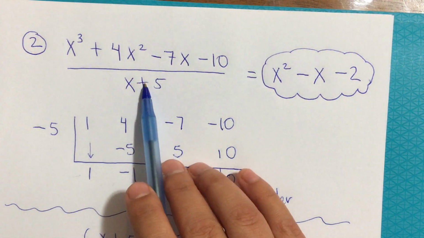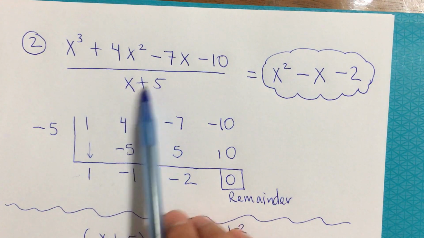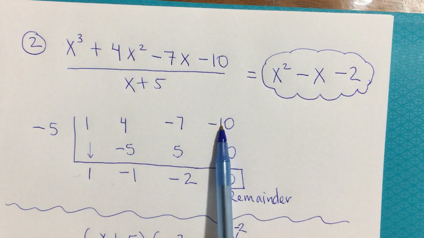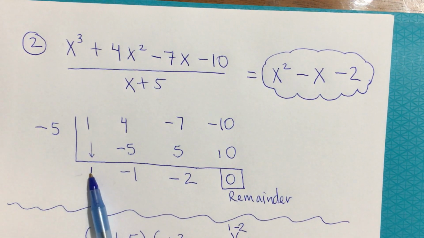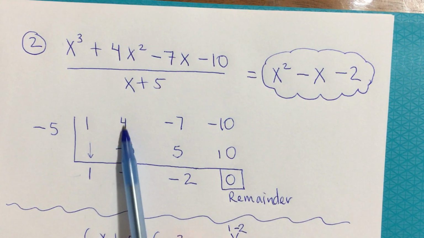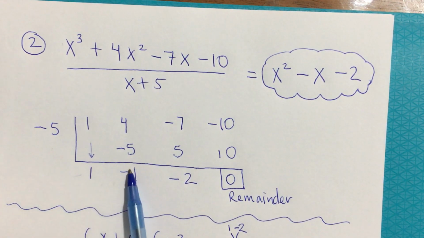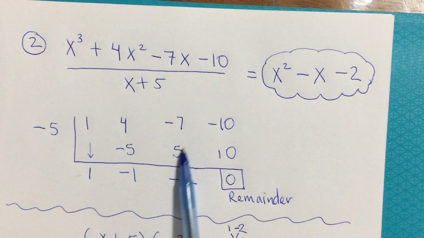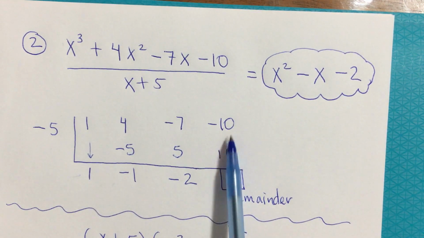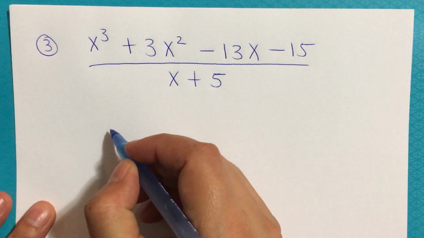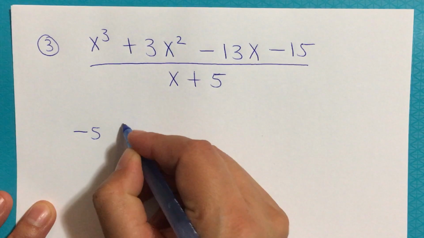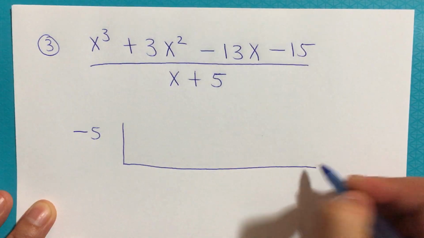Okay? So again, it's just changing the sign, putting the coefficients in here, bring down the first one, and then multiply, put the answer in here, and add them. Multiply, put the answer in here, and add this. Multiply, put the answer in here, and add this. Okay, for number 3, again, negative 5, not positive, negative, you change the sign.